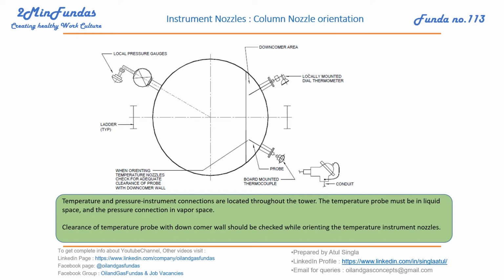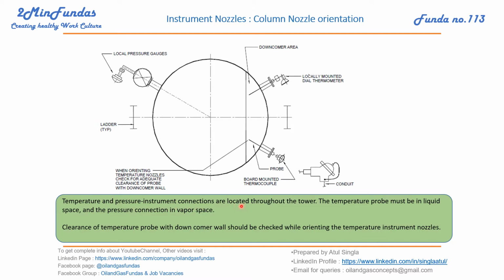Okay, so in the column we have discussed the manhole, feed nozzle, top nozzles, and then we have discussed bottom nozzles. There will also be some instrument connections, where instruments like pressure gauges, thermowell, thermocouple, all these temperature gauges will be required. So how can we orient these nozzles? What is the layout requirement, the accessibility requirement?